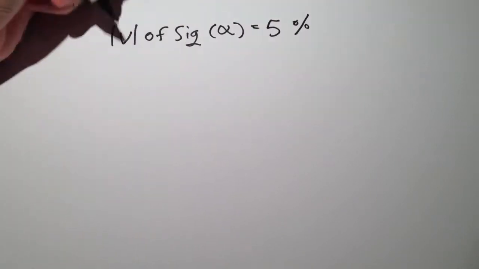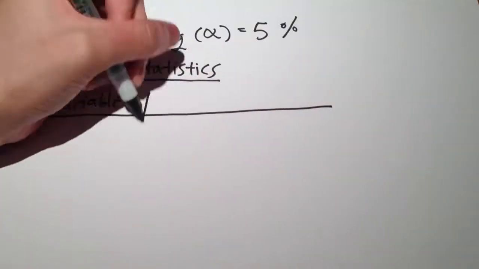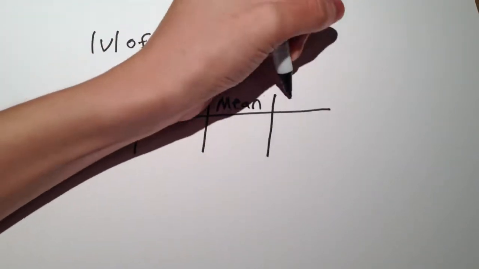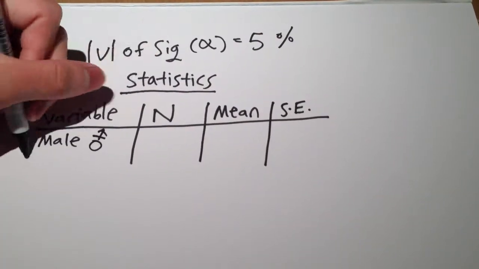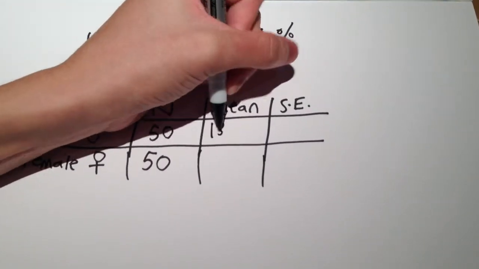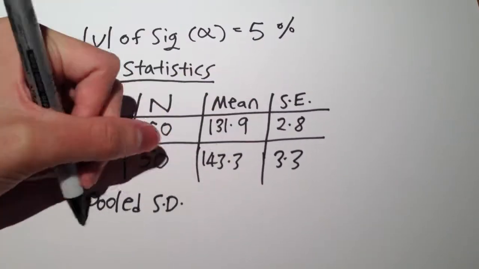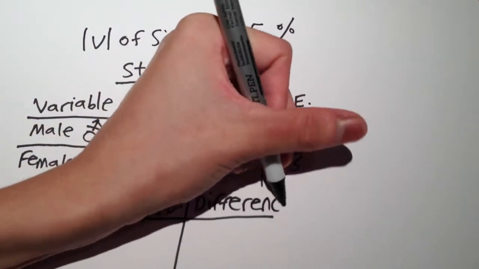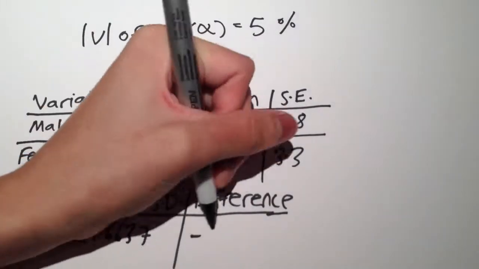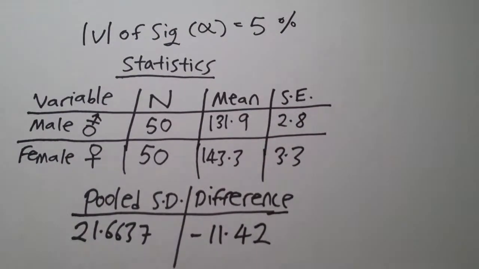Now for the test of means. The level of significance is once again at 5%. The sample size for both male and female is 50. The mean for male is 131.9 and the mean for female is 143.3. The standard error for male is 2.8 and the standard error for female is 3.3. Output SD is 21.6637 and the estimated difference is negative 11.42.